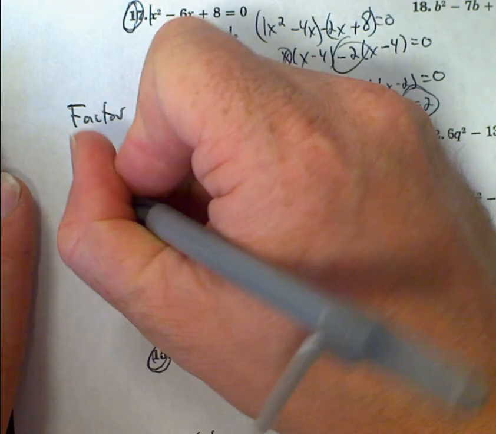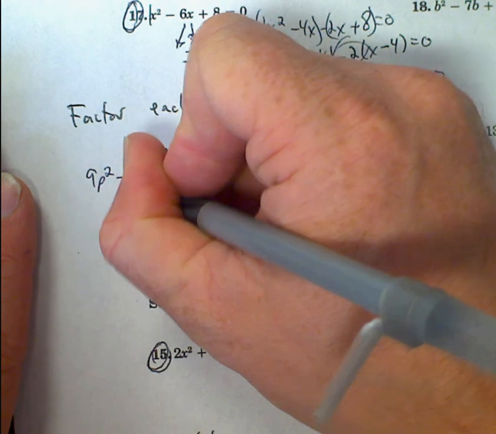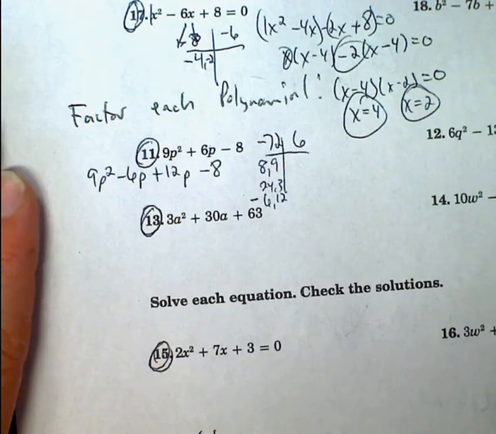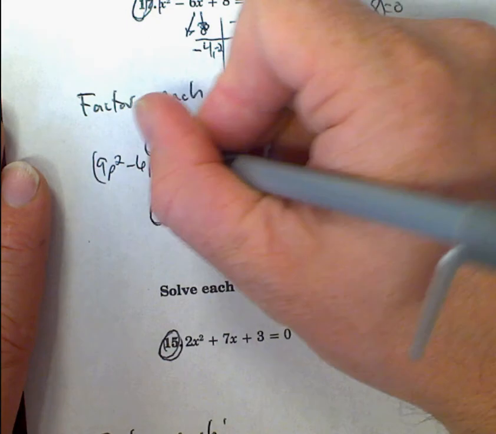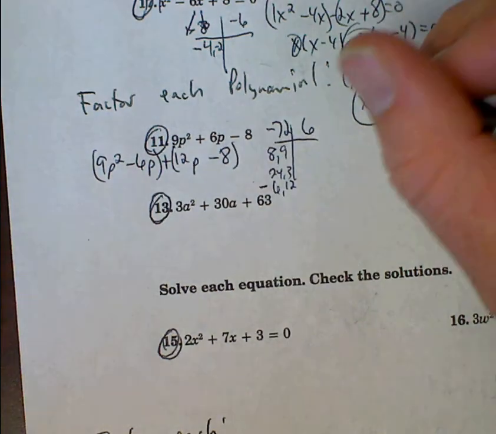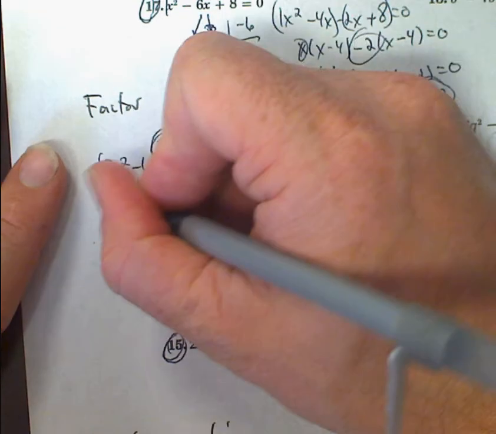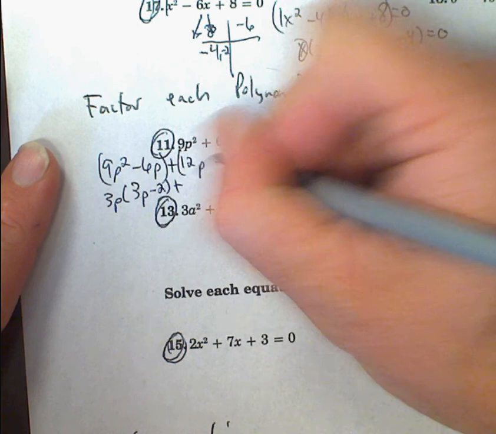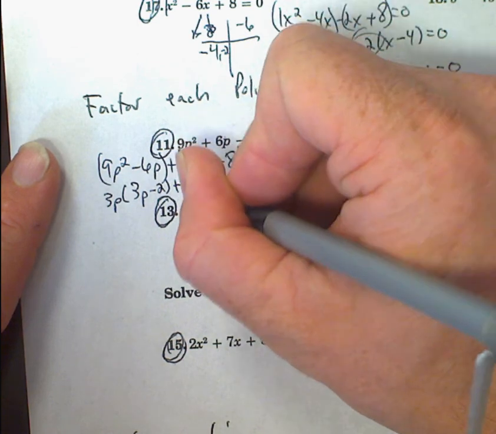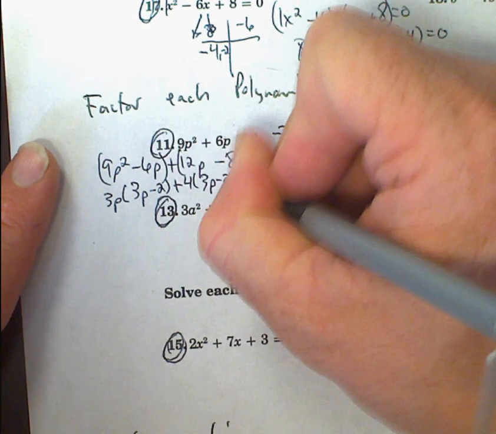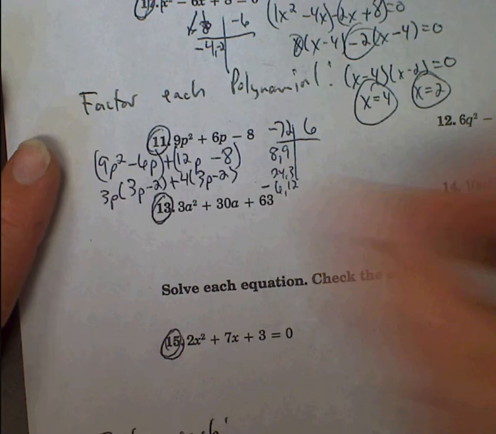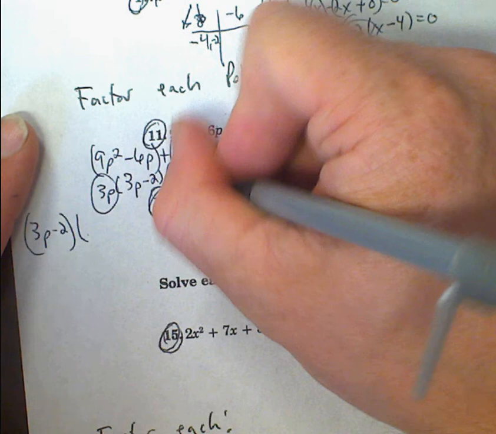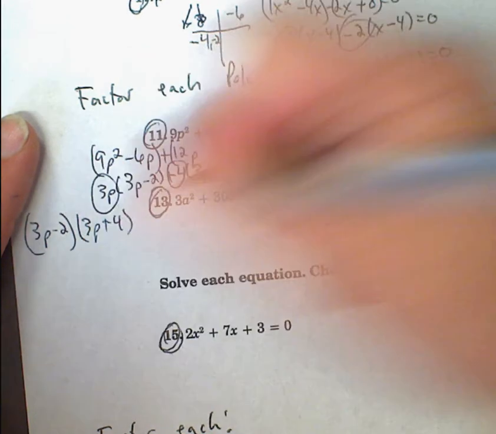So 9p squared minus 6p plus 12p minus 8. Let me go ahead and group. So I can take a 3p out. That gives me 3p minus 2. I can take a 4 out. That gives me 3p minus 2. 3p minus 2 matches, so I can take that out. What's left over is 3p plus 4. And we're done.